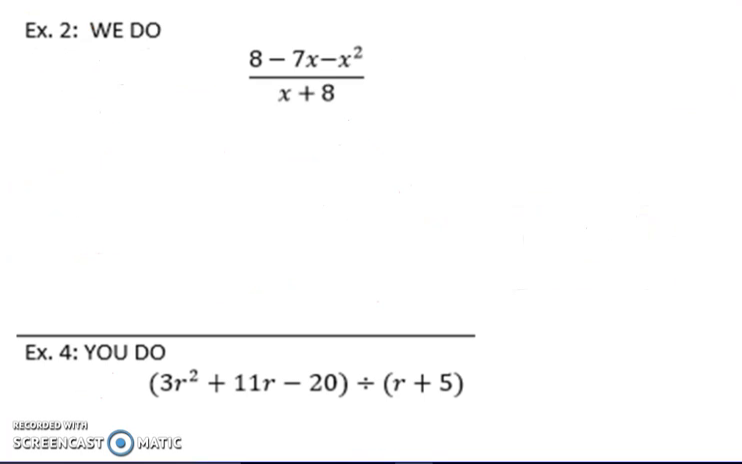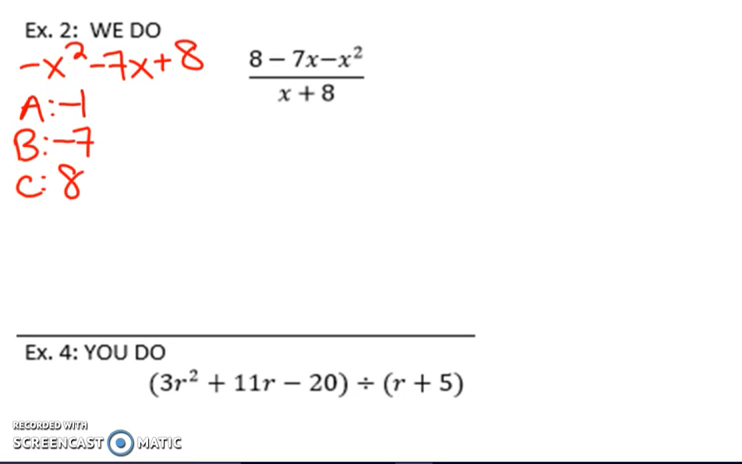Example 2. Again, it's not in descending order, so we're going to rearrange it. We're going to make it negative x squared minus 7x plus 8. I don't have a GCF, so my A becomes negative 1, B is negative 7, and C is positive 8.